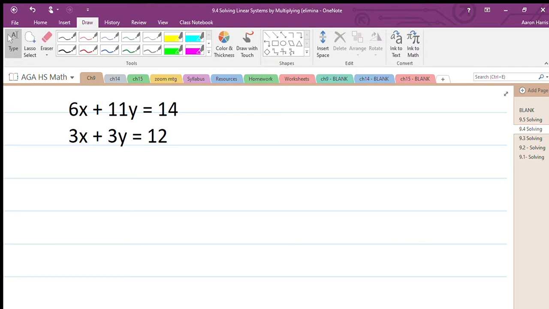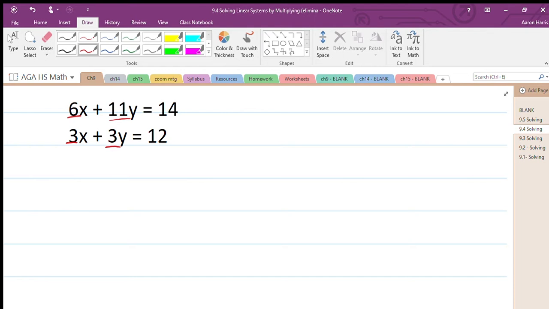Okay, example number 2 of multiplying, find the LCM of just one of the equations. Okay, so I have a 6 and a 3. LCM of 6 and 3 is going to be what? 6. That's quite simple. Here's 11 and 3. Do they have an LCM? That's real easy. No, it's 33.